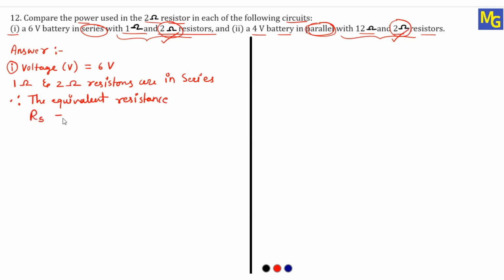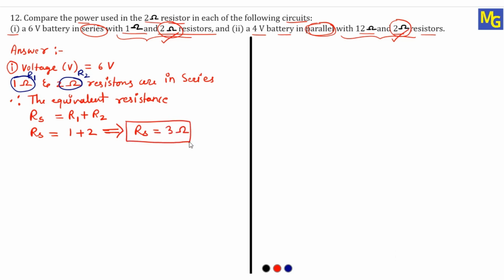RS, that is the equivalent resistance. In case of series, it is R1 and the second one is R2. So consider this is R1, let me write it with a blue color, and this one consider as R2. Now substitute the values. So RS is equal to 1 plus 2 is equal to 3. I'll make an arrow: RS is equal to 3 ohm. Write the unit, it is ohm. So now we got the equivalent resistance.